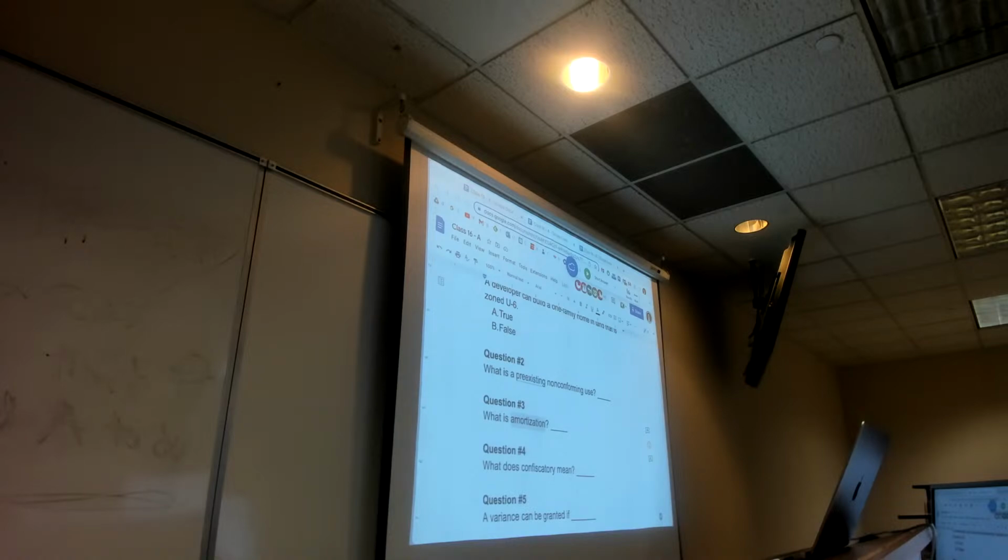And what does confiscatory mean? Think of confiscate, right? Confiscatory, confiscate, it means taking. Max? Same thing. It means a lot of things in Latin, right? But by operation of this doctrine, any amortization period would be a taking.